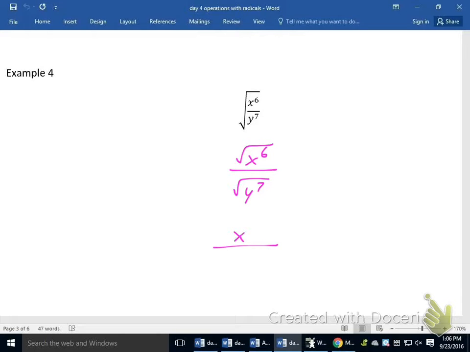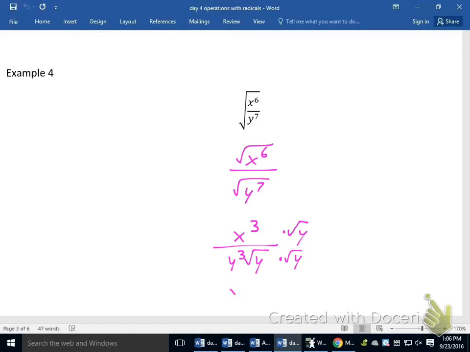So on the numerator, that's going to be x to the 3rd power, 6 divided by 2. On the denominator, 7 divided by 2 is going to be 3 with a remainder of 1. So y to the 3rd and a remainder of 1. Don't like that because that's an irrational denominator. Can't have a radical in the denominator. So what I'm going to do is I need to make this square root of y work itself out. I'm going to do that by multiplying by square root of y, top and bottom.